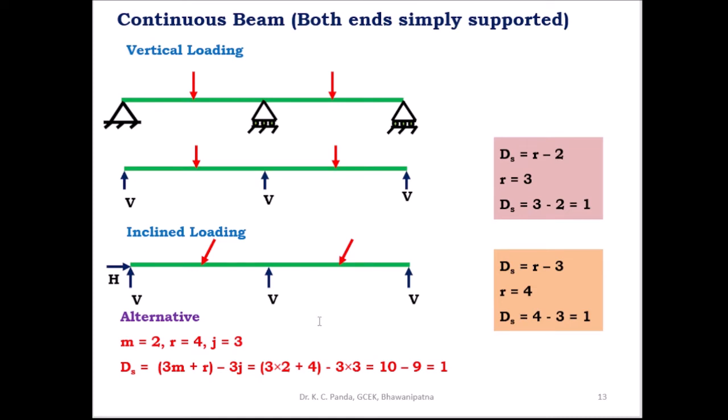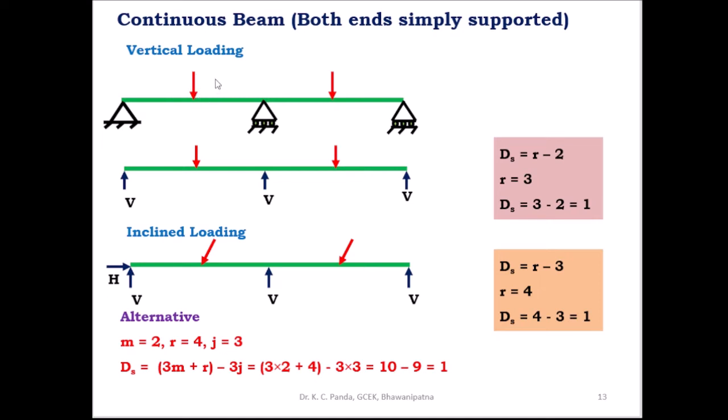Similarly, coming to the continuous beam, when both ends are simply supported. Here this is a 2 span continuous beam. So this is one span and this is another span, and here this end is a hinge support, this is a roller support, and this is also a roller support.